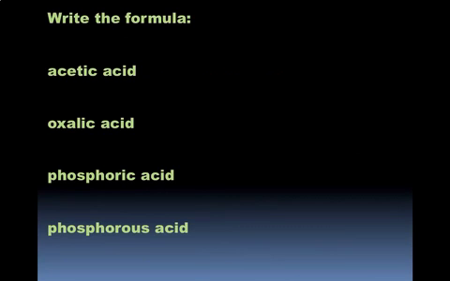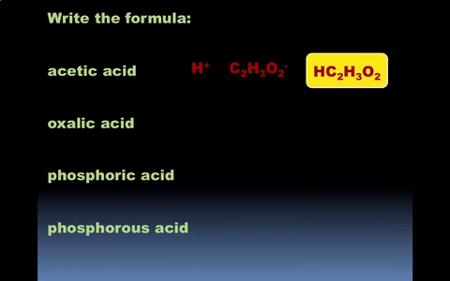So if it ends in IC, it used to end in ate, so acetic acid would be acetate. And hydrogen is paired with it, and we need the charges to cancel out. That's a +1 -1 situation, so it's going to be HC2H3O2, and we leave the H in front to show that it's not part of the ion. Oxalic acid, it ends in IC, so that would be oxalate.